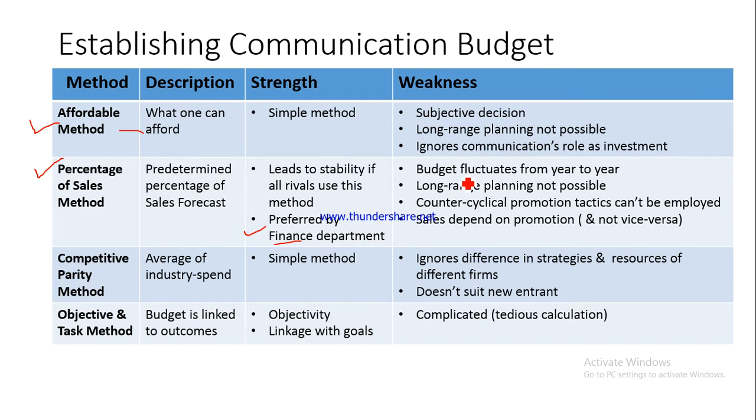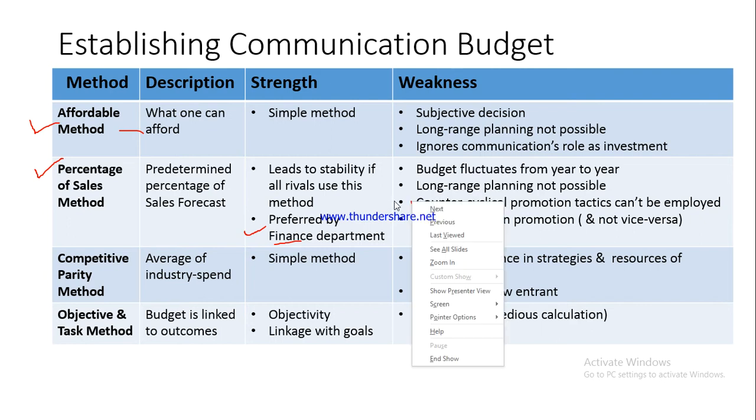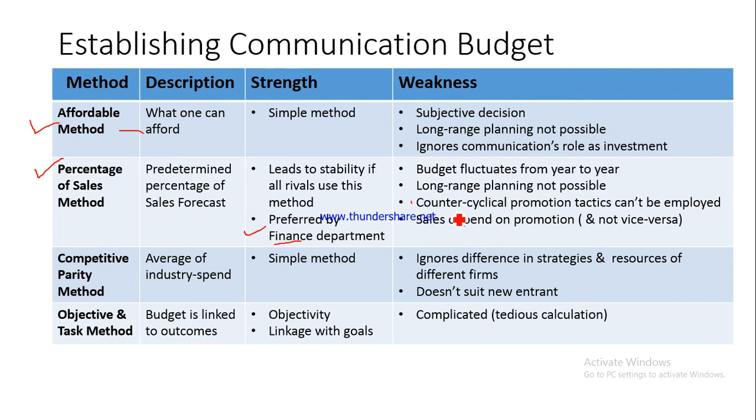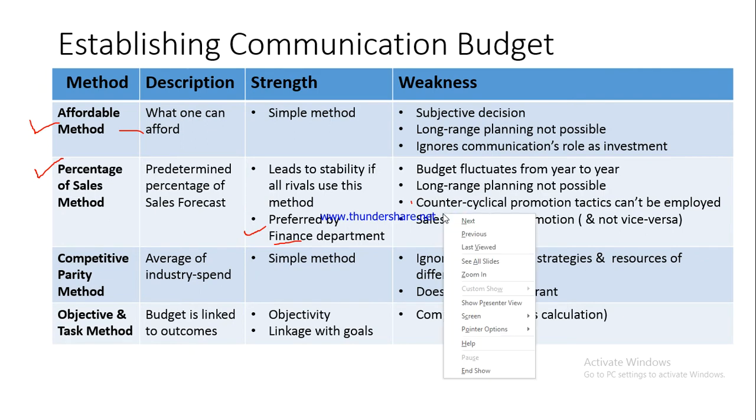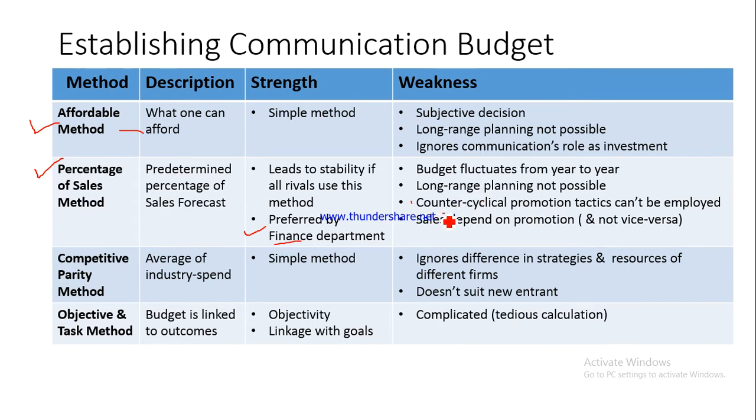And again, long-term planning would not be possible, because you would be able to plan only for the current year, wherein you have a good idea about your sales forecast. But since you do not have any idea about the sales forecast in the next year or next to next year, you would not be able to plan for the long term, right? Now, one more important aspect is that it is very, very difficult in this kind of a method to go for counter-cyclical promotional campaigns.